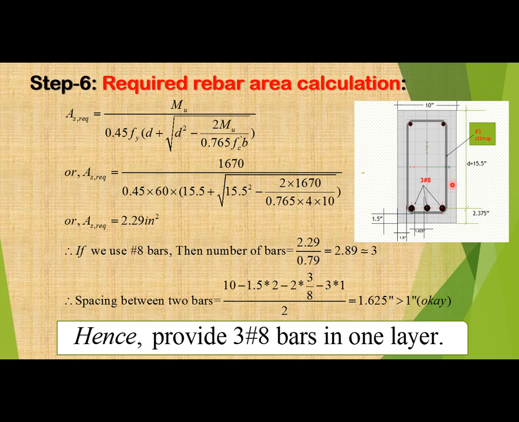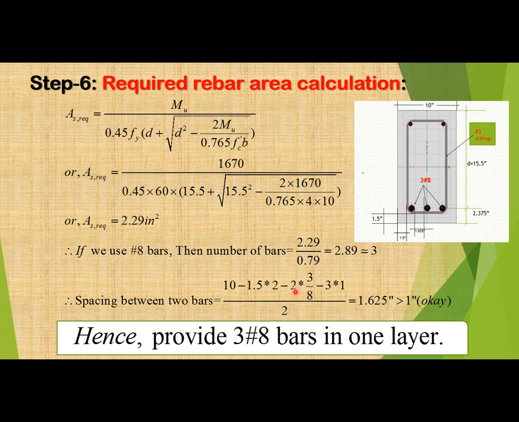So there are two clear covers, so 2 times 1.5 inch. Now since there is a two span, two clear distance between the bars, number one is this and then another one is this. Okay, so two spacing, two clear spacing.